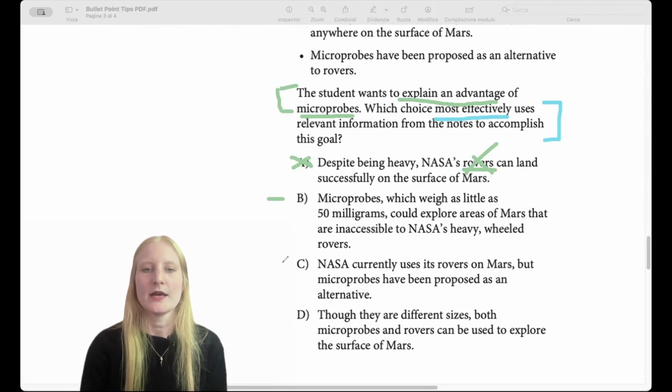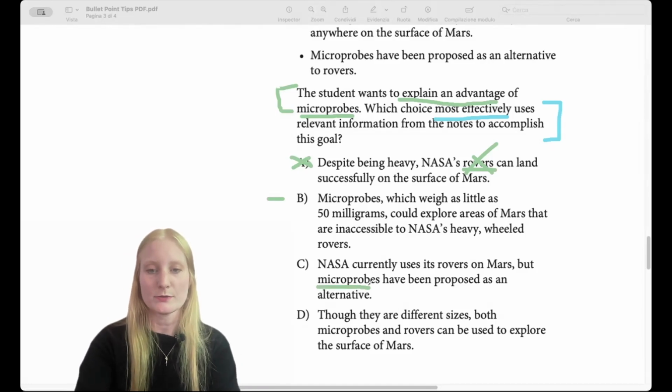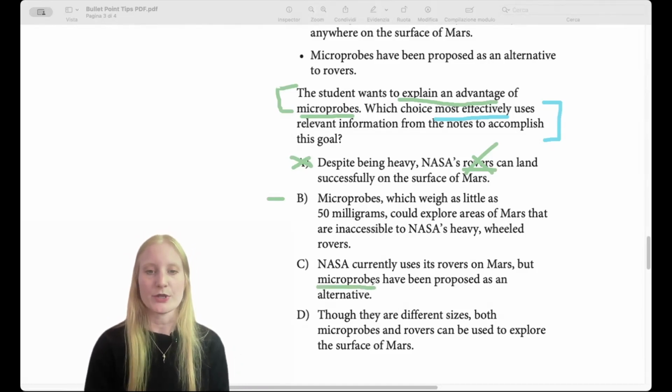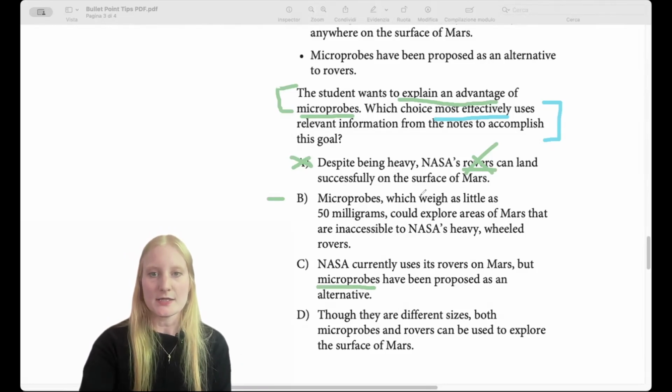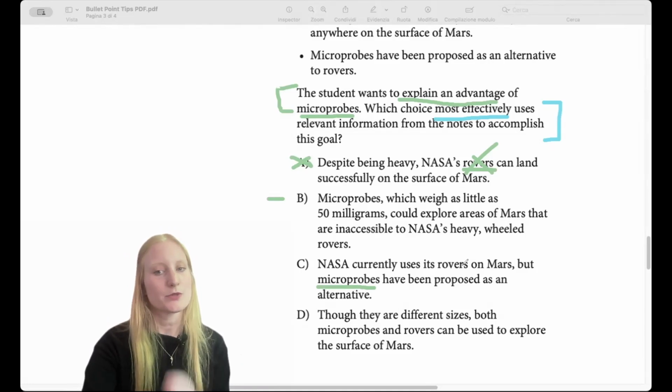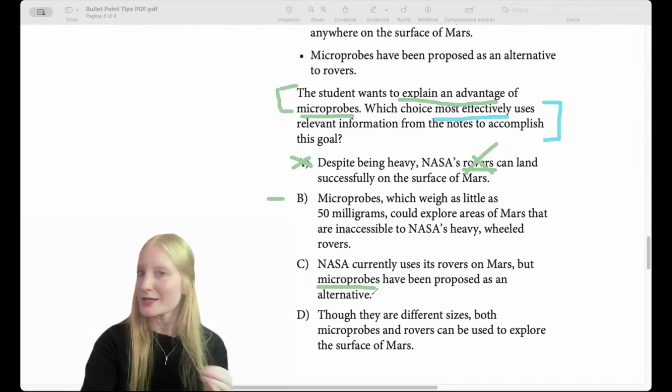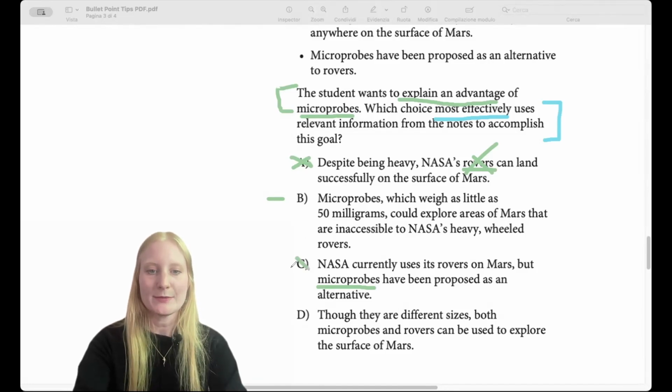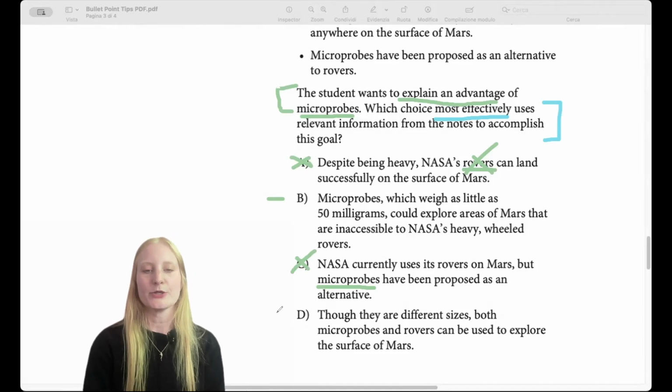So letter C, NASA currently uses its rovers on Mars, but microprobes have been proposed as an alternative. Okay, so it does talk about microprobes, which is one of our key factors we're looking for. But does it discuss or explain an advantage? Just says that it's currently using rovers, but these are offered as an alternative, okay? But it doesn't really tell us why they're offered as an alternative. We have no explanation. So we can go ahead and eliminate C. Letter D.